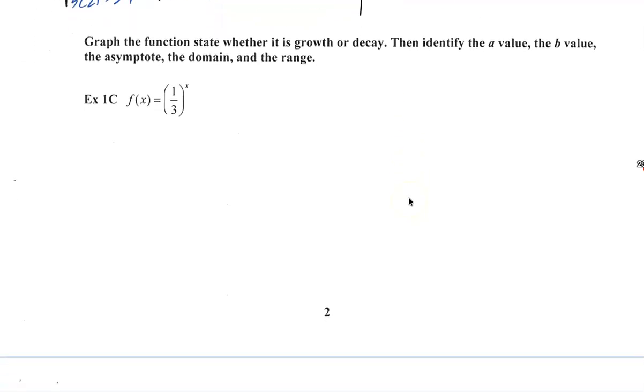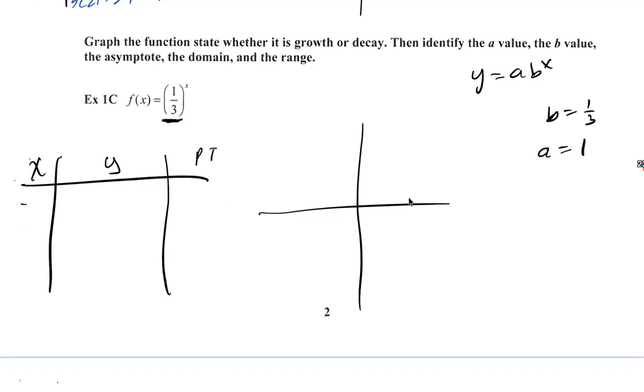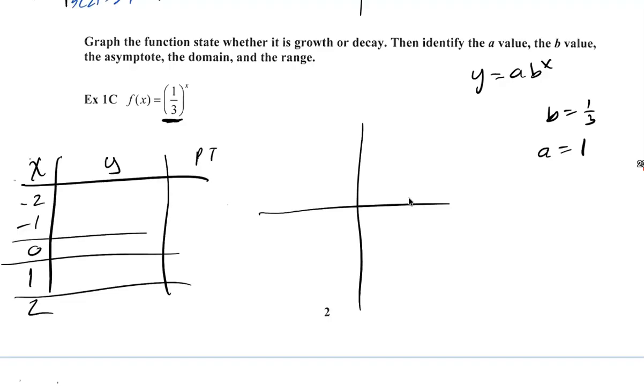So we're going to do the exact same thing here real quick. Right, so y equals ab to the x. Now again, I only have a b this time, so b equals 1/3. If you don't have an a, that a is 1. Let's make a table. Exact same thing we always do. X, y, and then our point. -2, -1, 0, 1, 2. Again, you can do more points, but those are the standards to get you a good picture in this class.